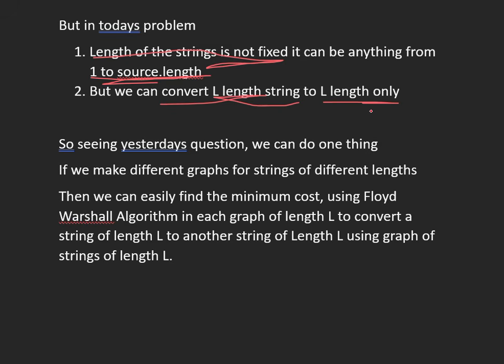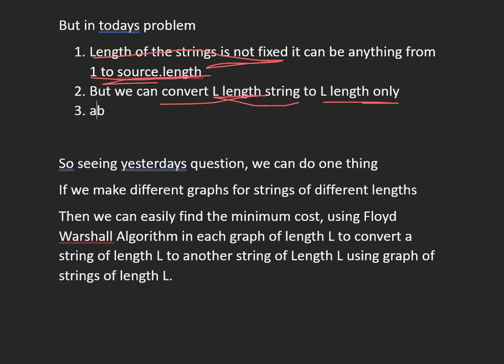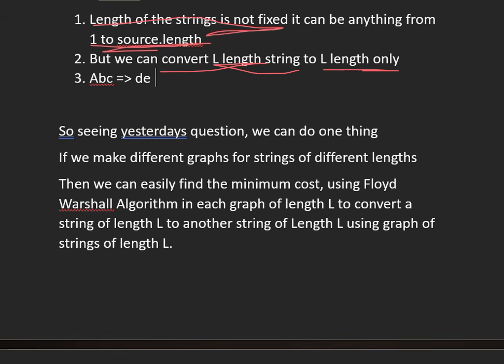Suppose there is a string ABC. If we want to convert ABC, then we have to take a string of length 3 only, like DEF. We can't do this conversion of ABC to DE. That is not allowed. We have to convert an L length string to some other L length string only, right?